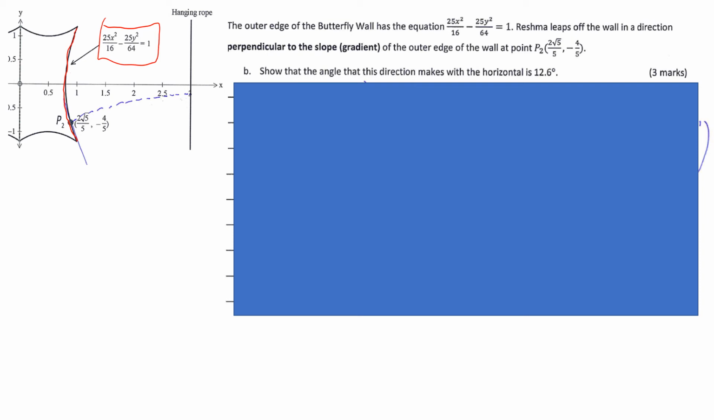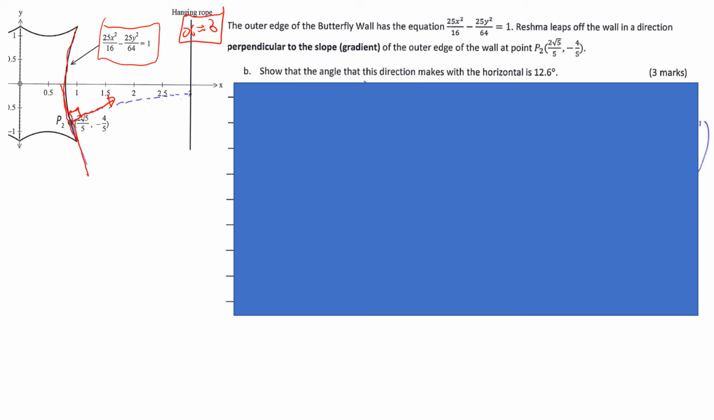So here's the hanging rope. It's basically a vertical straight line, which has the equation x equals 3. So Reshma leaps off the wall in a direction perpendicular to the slope of the gradient of the outer wall at that point P2 there. So here's the point P2. If I was to draw a tangent at P2, it would look like this, and show she's leaping off in her initial direction that she leaps off. So running perpendicular to the gradient of the slope. So that's what's going on here.